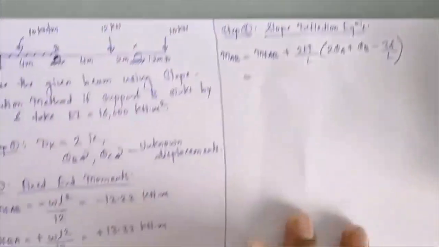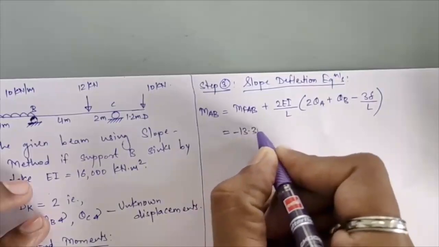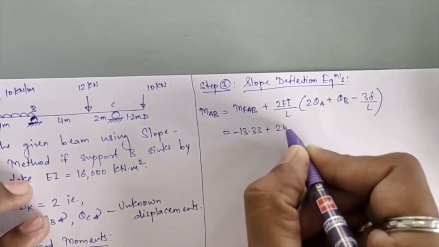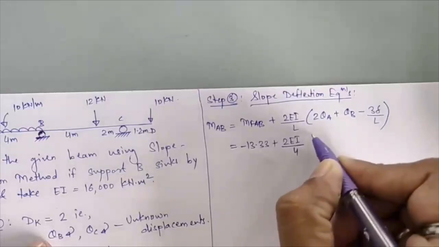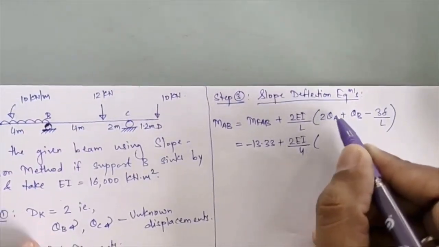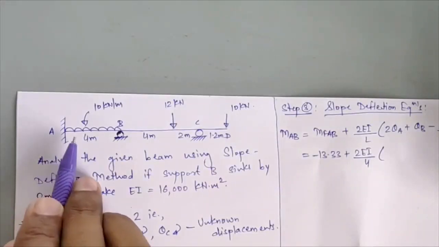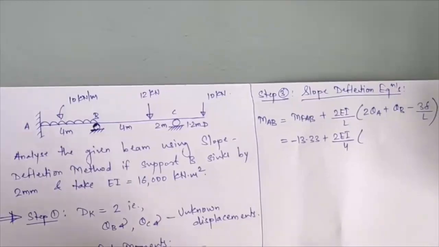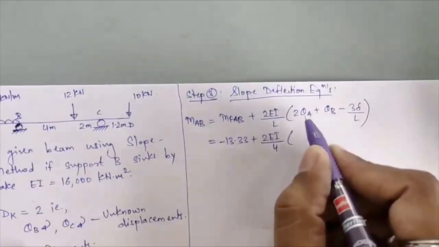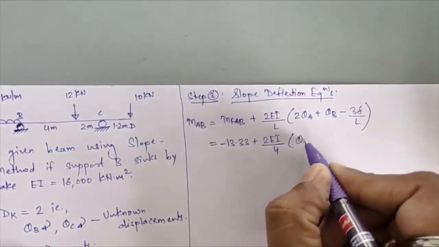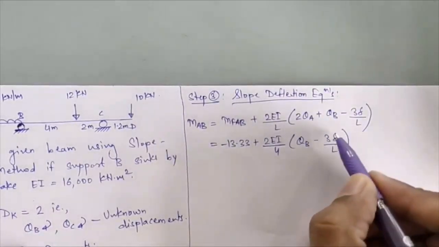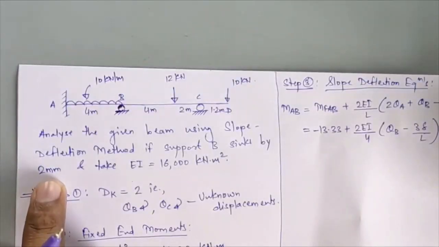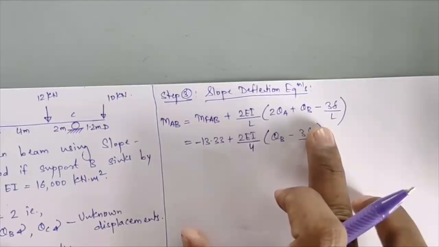So MFAB that we have calculated, that we have got equal to minus 13.33. So minus 13.33 plus 2EI upon L. L will be the length of member AB, which is equal to 4, into bracket 2 times theta A. Now theta A, here you are getting 0 because the rotation for a fixed support is always 0. So that will be your known displacement. So theta A will become 0. What will remain? Theta B minus 3 delta upon L. Now this delta value that is provided to you is equal to 2 mm. But how we have to take this value, that we'll see first.